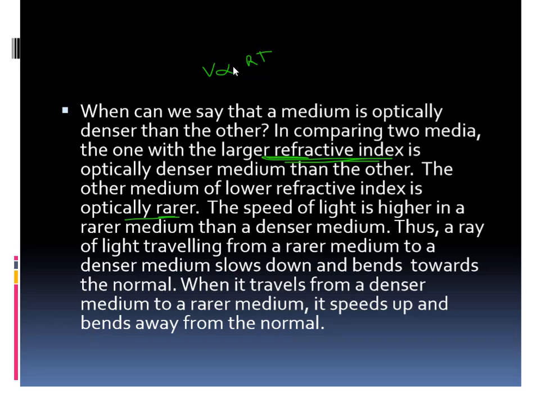If the refractive index is more, the speed of light is less. If the refractive index is less, the speed of light will be more. The speed of light is higher in a rarer medium than in a denser medium. Thus, a ray of light traveling from a rarer medium to a denser medium slows down and bends towards the normal, as I explained to you. When it travels from a denser medium to a rarer medium, it speeds up and bends away from the normal.